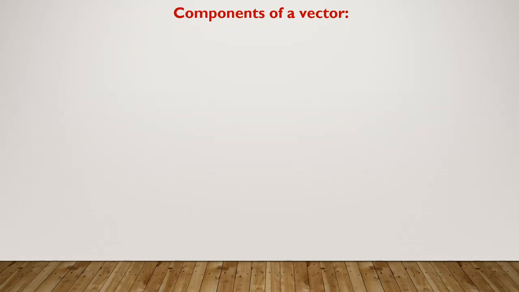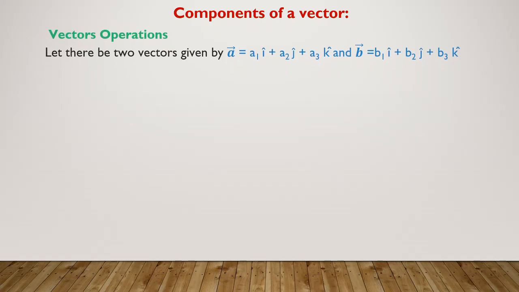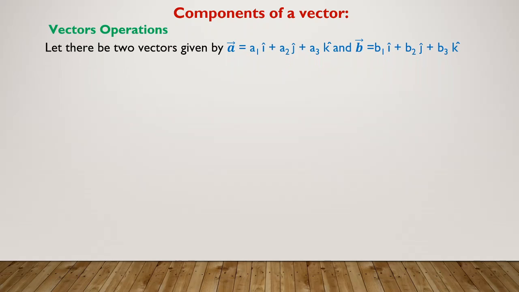That's components of a vector. When you do the addition of vectors and other operations, what will be the components of those vectors? So let us do the first vector operation. Let there be two vectors, vector A and vector B. Vector A has A1 on the x-axis, A2 on the y-axis, A3 on the z-axis. Vector B has B1, B2, and B3 on the x, y, and z-axis respectively.